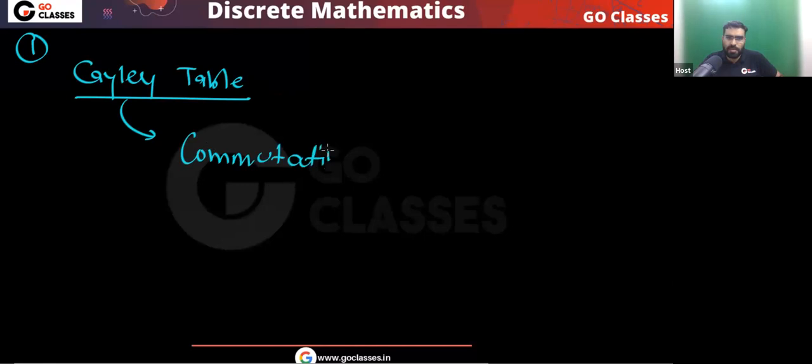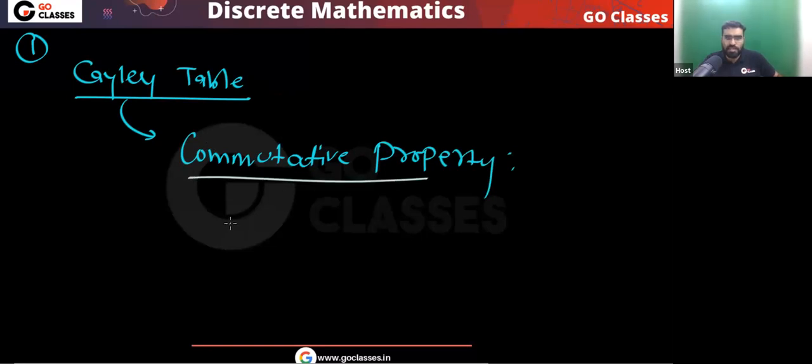If you want to check the commutative property from a Cayley table, what will you do? Very simple. This Cayley table M is given to you. This structure will be commutative if M is equal to M transpose, right? Let's assume the Cayley table of some structure is given to you.